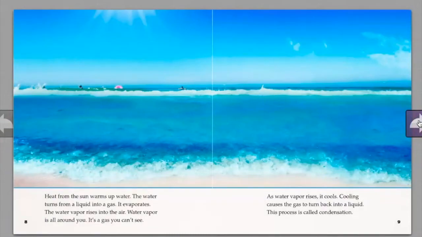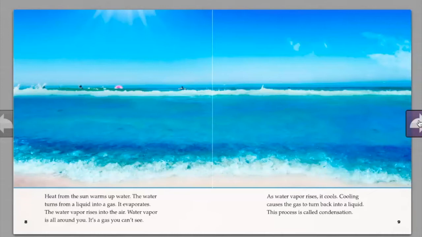Heat from the sun warms up water. The water turns from a liquid into a gas. It evaporates. The water vapor rises into the air. Water vapor is all around you. It's a gas. You can't see it. A gas is something in the air that you can't see. Air is a gas. If you were to blow into a balloon, the balloon would be filled with a gas.